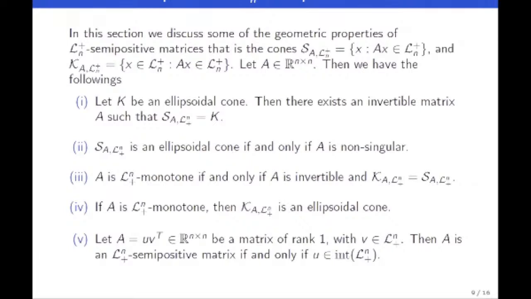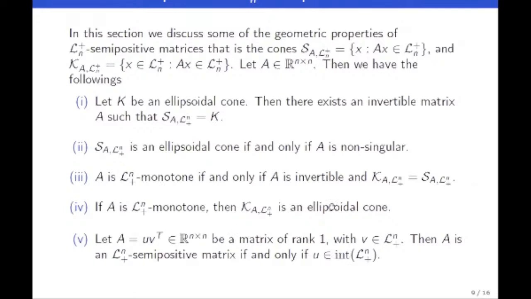Now, if A is an Ln plus monotone matrix, then obviously A is invertible, and these two cones Ka Ln plus and SA Ln plus are identical. And from the second and third observations, we get the fourth one. That is, if A is an Ln plus monotone matrix, then Ka Ln plus, the semi-positive cone, is an ellipsoidal cone.